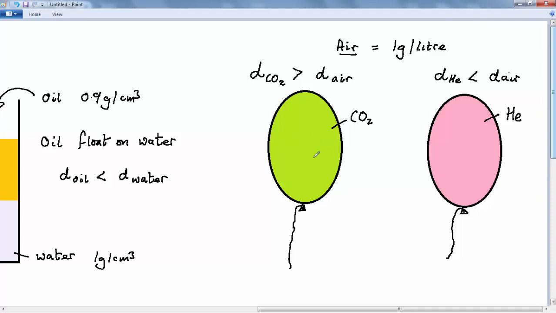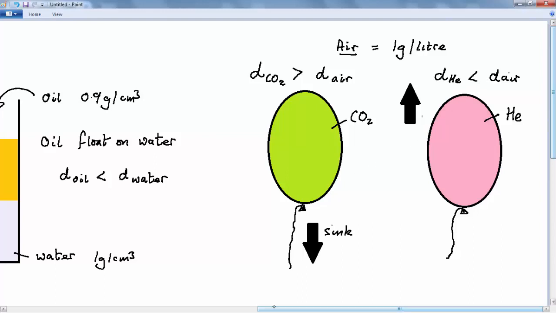As a result, we would expect that when we release the carbon dioxide balloon, it will sink because its density is greater than that of air. Whereas if we release the helium balloon, it will rise upwards and eventually float at some level right up in the atmosphere because its density is less than the density of air.